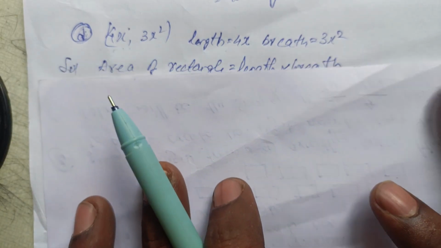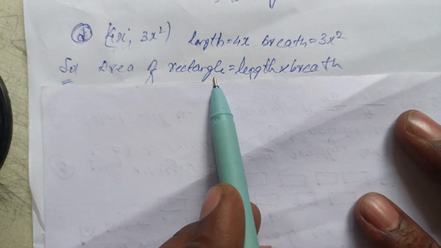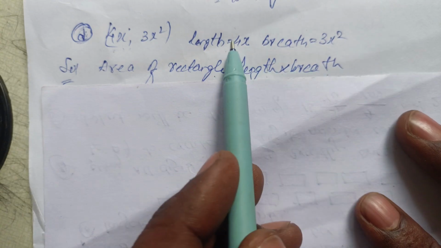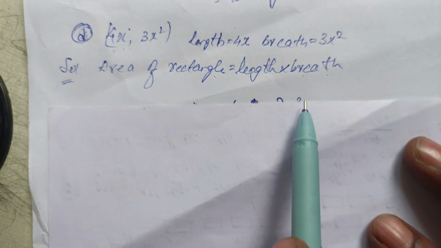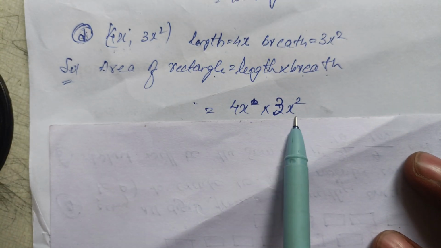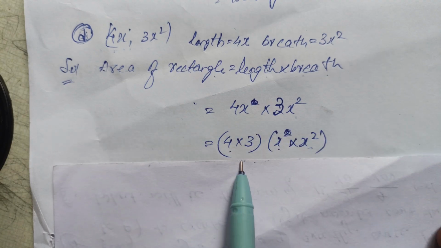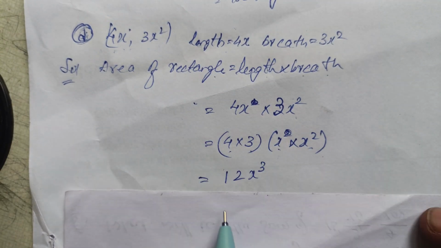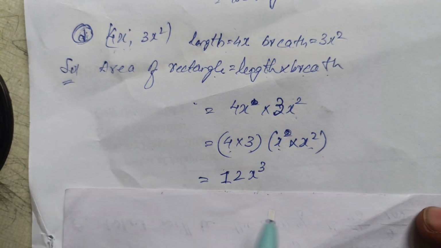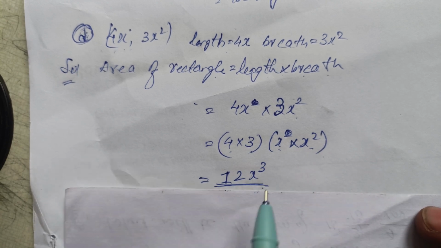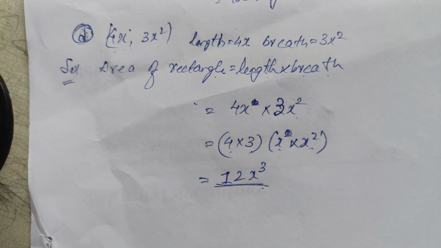Next, we know the area of a rectangle is equal to length into breadth. So we will substitute the length value and the breadth value, that is equal to 4x into 3x square. Therefore 4 into 3 we will write here and x into x square we will write separately. Then 4 threes are 12, x into x square is x cube. So this is the answer for the area of the rectangle.